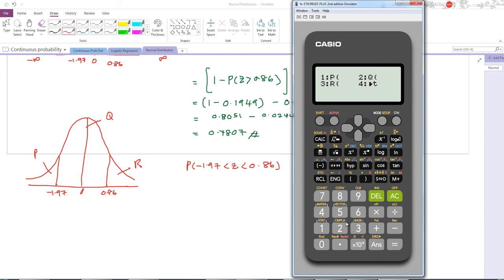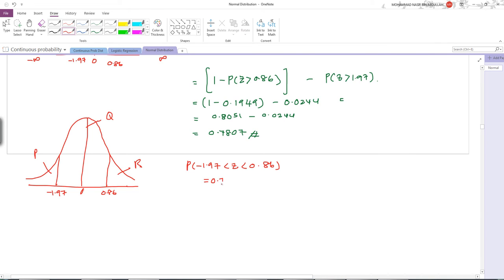right? So we click 2, so negative 1.97, right, plus 0.86, the same thing, Q 0.86. You can see there is a formula? So hit equal, then you will get the answer. So this is going to be 0.78069. So basically in probability we round to 4 decimal points.